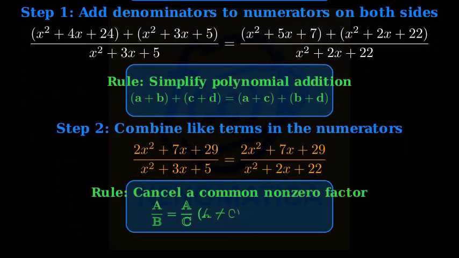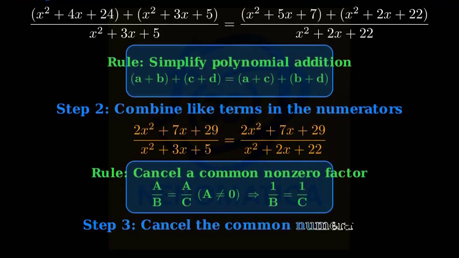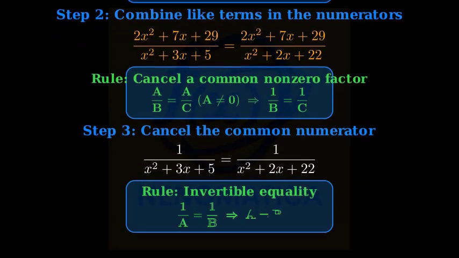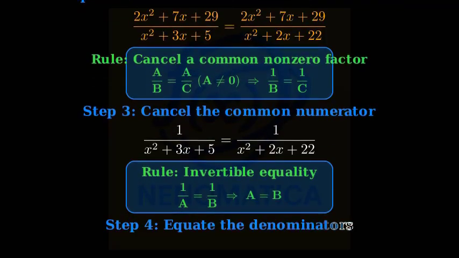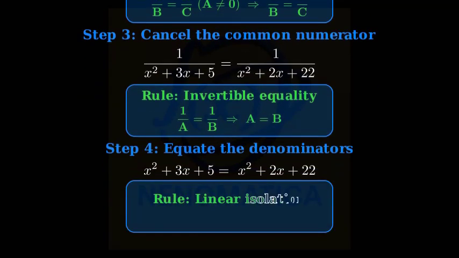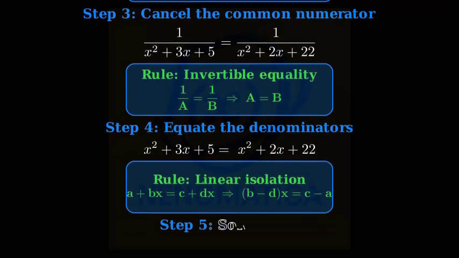Step 3. Since the numerators are equal and non-zero, we can divide both sides by that common factor. This yields 1 over each denominator. Step 4. If 1 over a equals 1 over b, then a equals b. Equate the denominators to get a quadratic that simplifies to a linear equation. Step 5. Subtract x squared from both sides and solve the resulting linear equation.